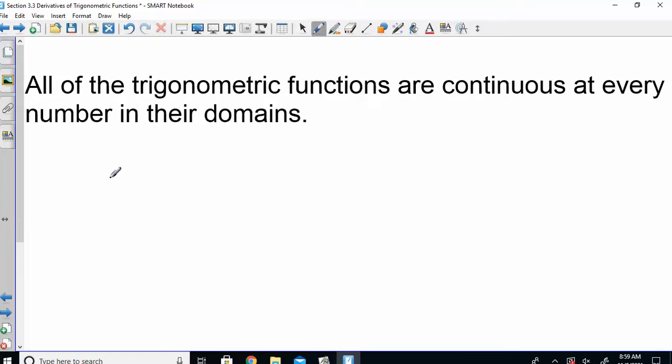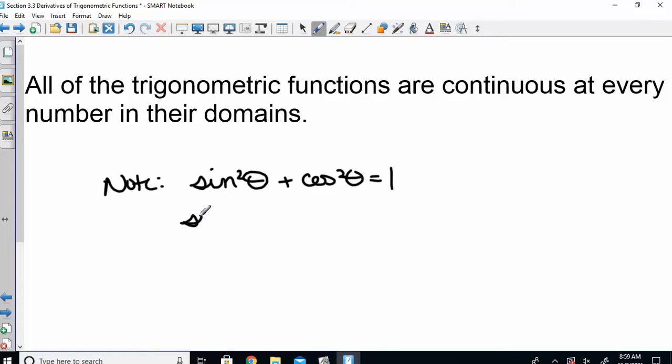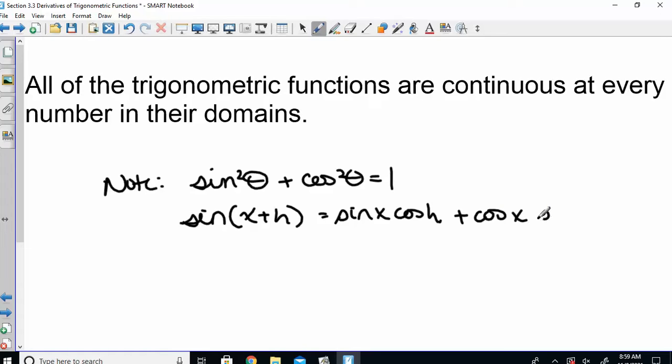Some other things that we will be using here. Sine squared theta plus cosine squared theta equals 1. And the sine sum formula will come in handy at times. So sine of x plus h is sine of x cosine of h plus cosine of x sine of h. So this is just kind of a recap of some pieces of that trig part that we will need.